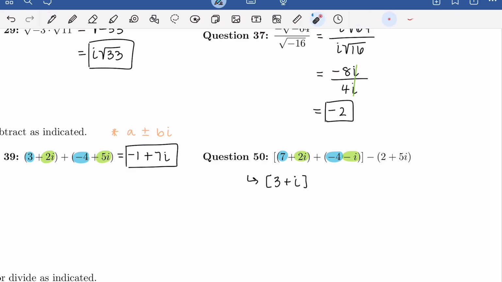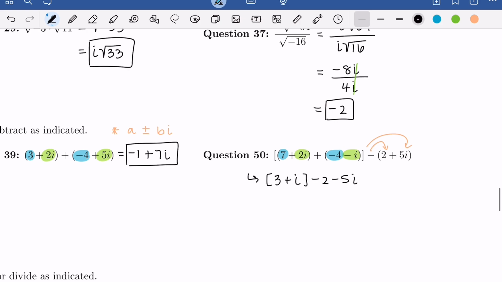Now on the outside of our brackets here, let's focus on this complex number. We have this negative on the outside of our parentheses, so this negative is going to be distributed to both guys here. What we're going to end up with is minus 2 minus 5i. Alright, now we can drop these brackets here, nothing's multiplying them, so we can drop them.